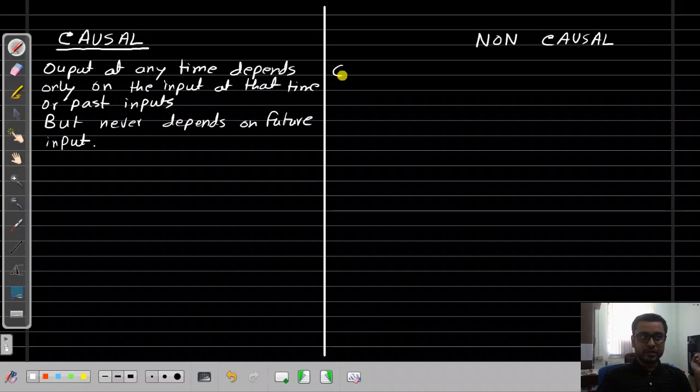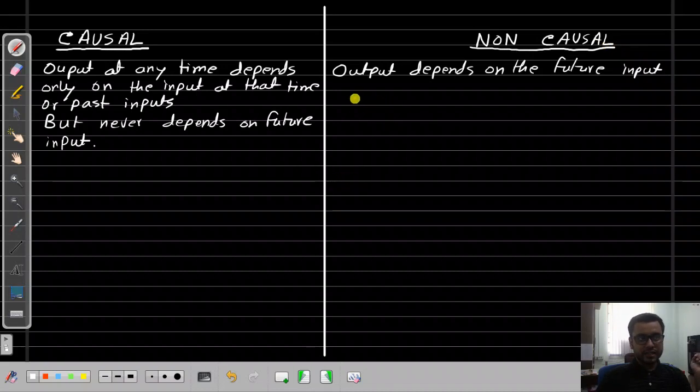However, if the output depends on the future input, then we call that system a non-causal system. Let us see some examples. Say I have a system which is given as y(t) is equal to, say, x(t) plus x(t plus 5).